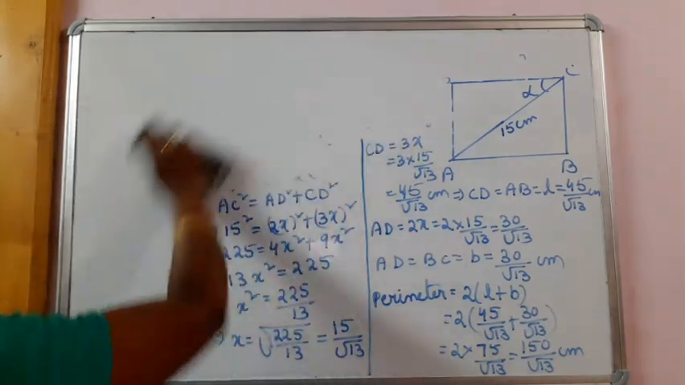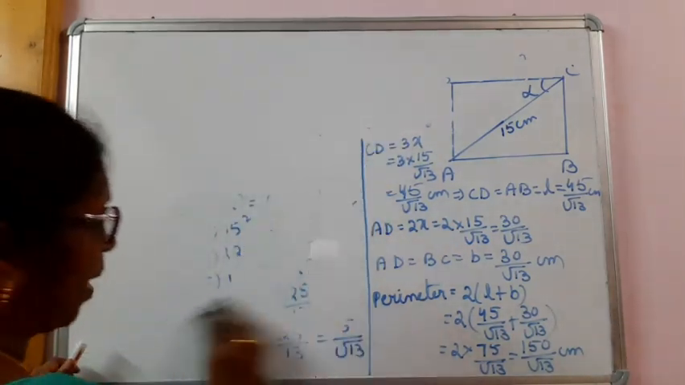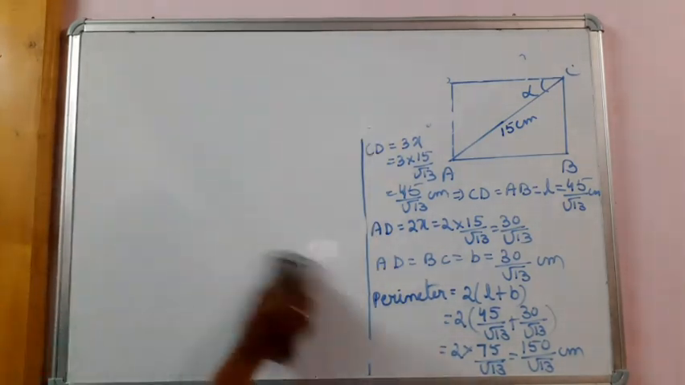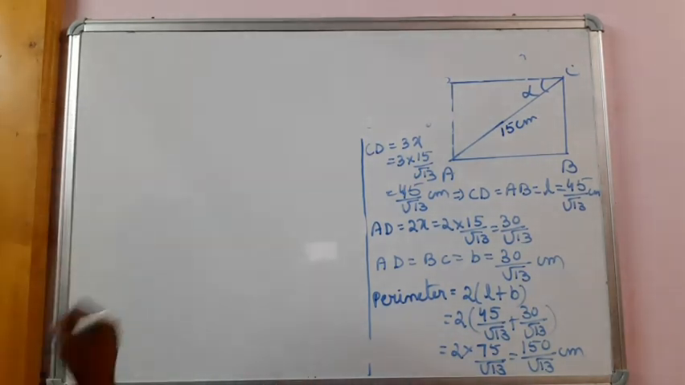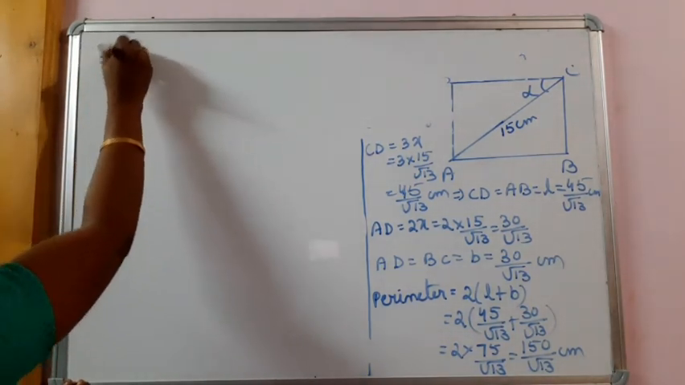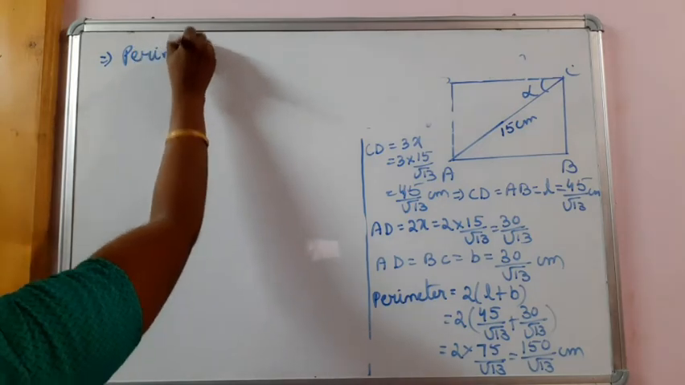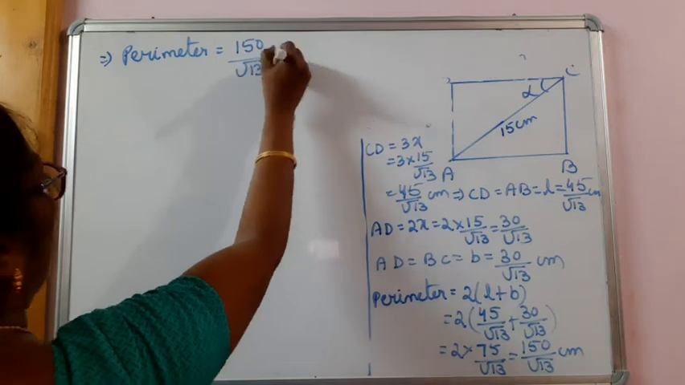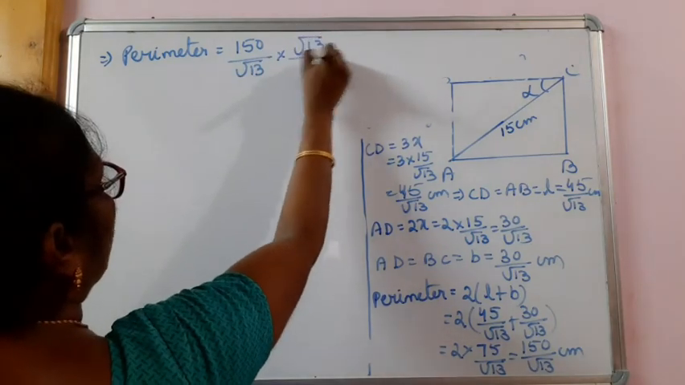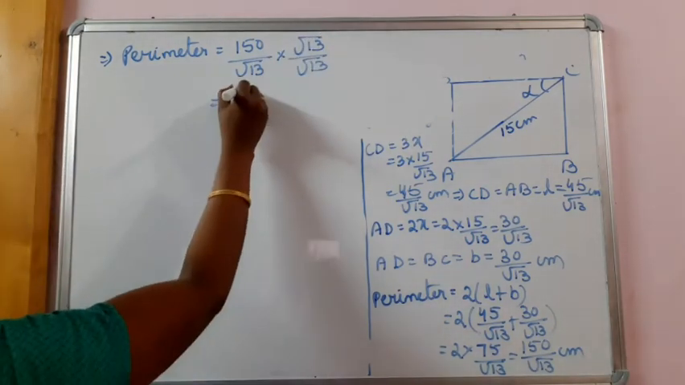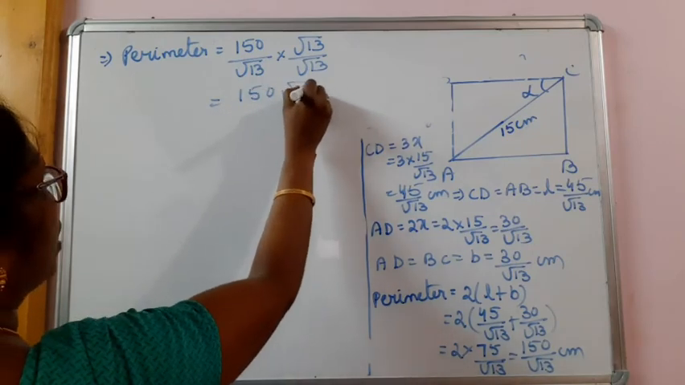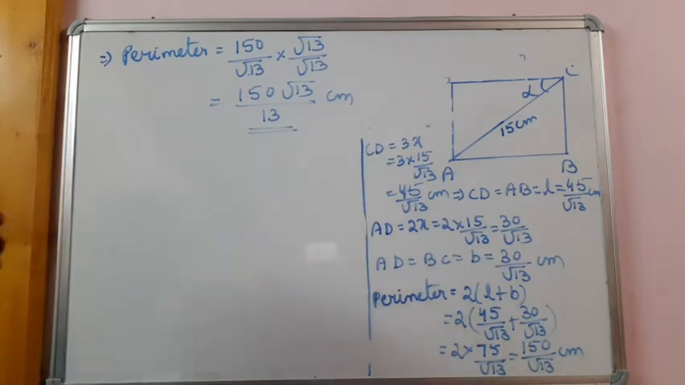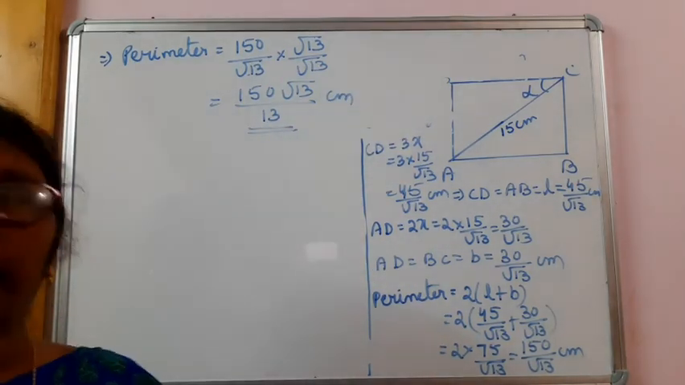Okay, let me clear the board this side and find the remaining part of the question. Perimeter we already found. But as we got the denominator irrational, let us rationalize the denominator. Perimeter is equal to 150 by root 13. So let us multiply both numerator and denominator by root 13. So we get 150 root 13 by, root 13 into root 13 is 13 cm. So this is the perimeter of the rectangle.